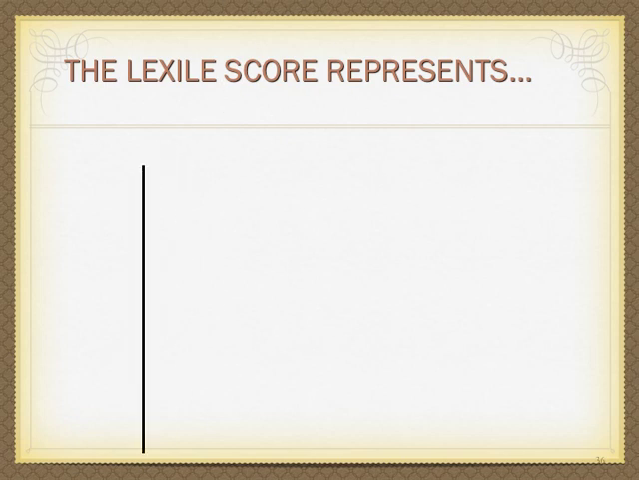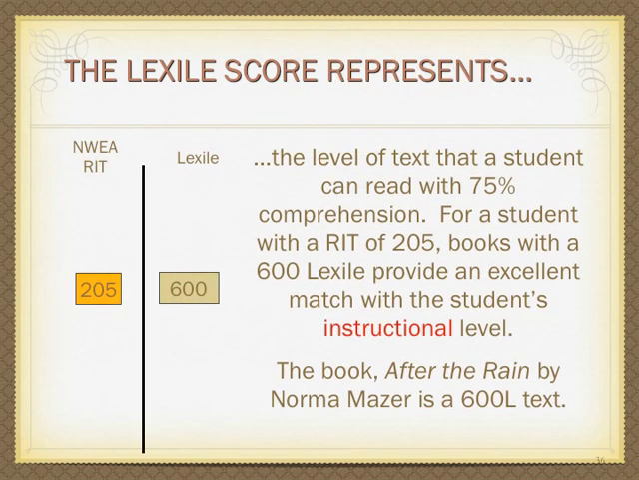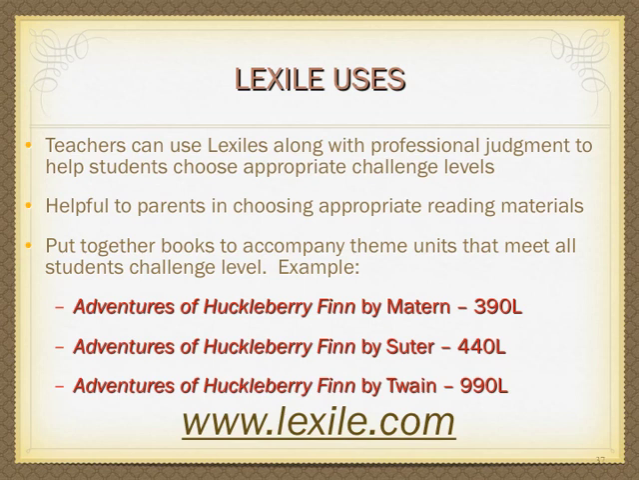So when we look at LEXILE score, we can compare that to the RIT, and we have a 75% chance of understanding what's an appropriate text for that child. It gives us a range. And why this may be important? Well, if we're studying Huckleberry Finn and we have a child that can read at 390 LEXILE, we're going to choose a simpler version of the book by Mattern. As we increase the complexity, we might choose Sutter's version. And finally, the Twain version is significantly more difficult and may not be accessible to all, so we will choose the right text in order to meet children's needs.